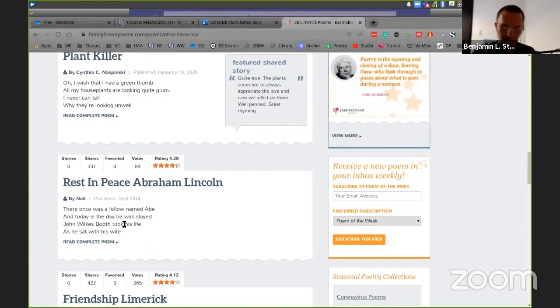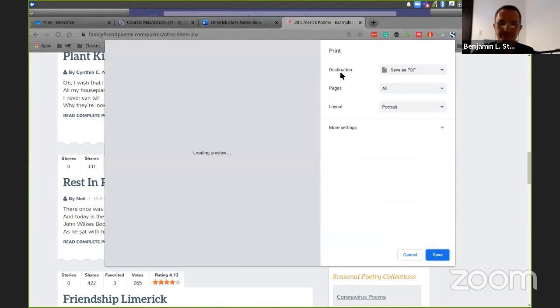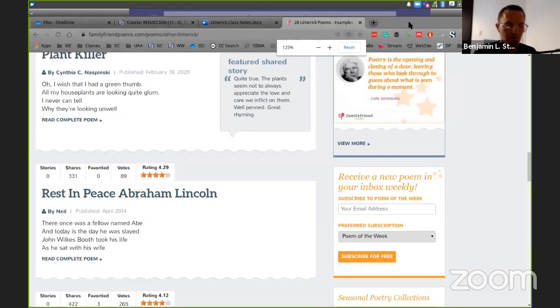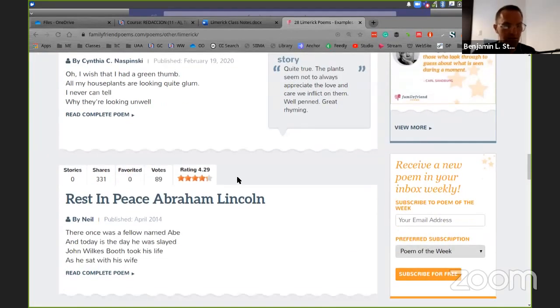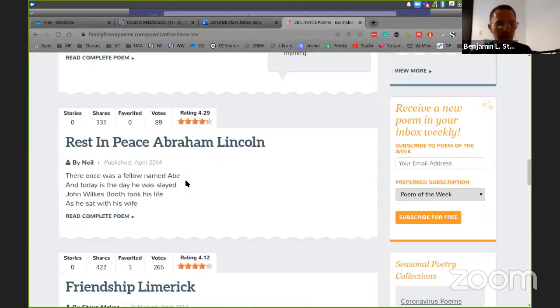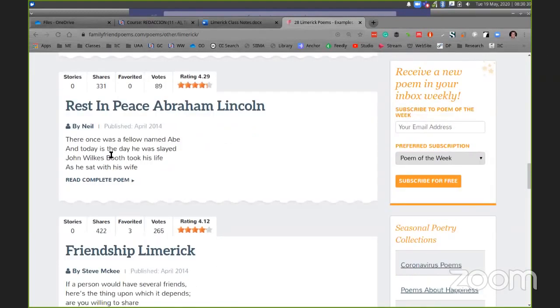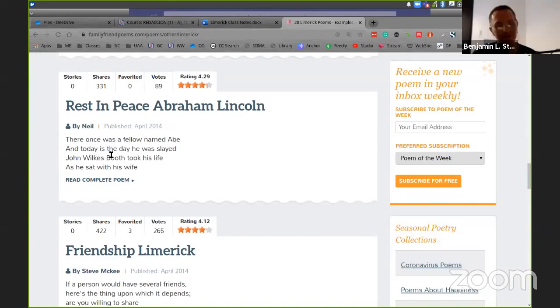Let's take a look at this line. See if I can make this a little bigger. Okay. Can you guys see this? Rest in peace, Abraham Lincoln. Yes. All right, I need a brave volunteer to read the first line, just the first line, from "There" to "Abe." Any volunteers?